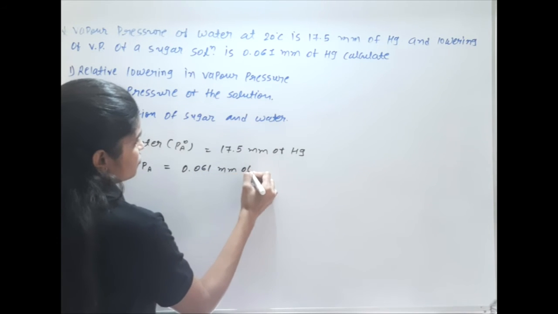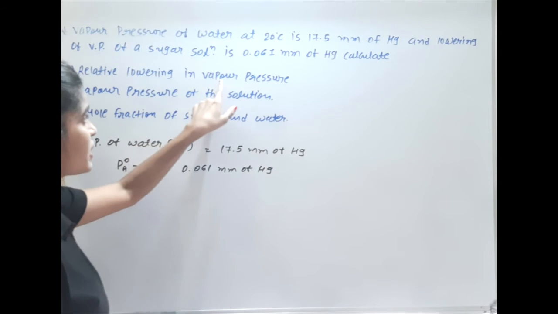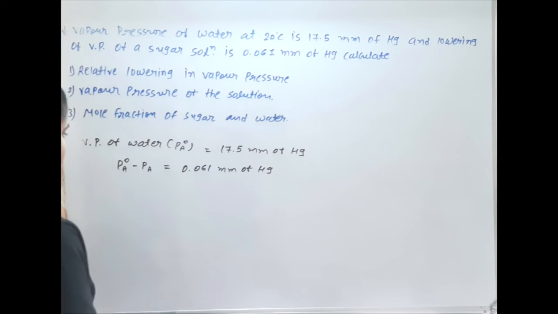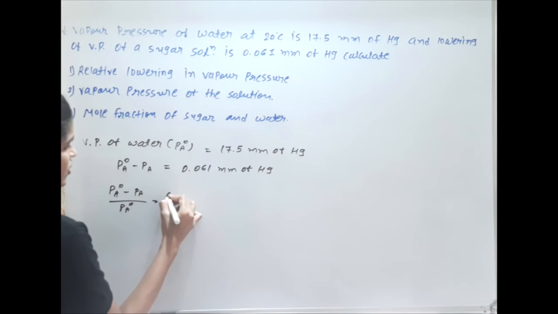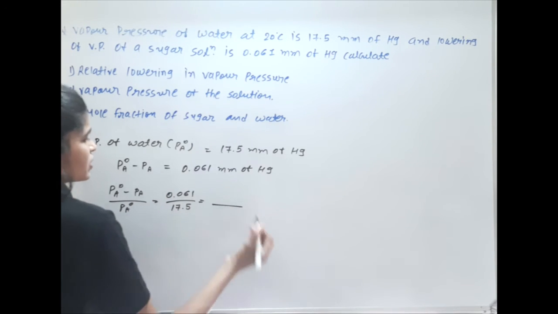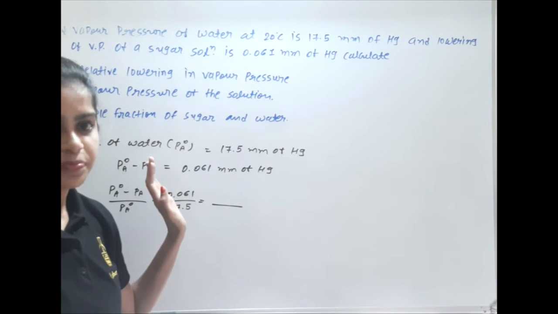0.061 mm of Hg. Then next is the relative lowering in vapor pressure. We know that the relative lowering in vapor pressure is equal to PA0 minus PA upon PA0. So this value is 0.061 divided by 17.5. So this gives the relative lowering in vapor pressure.